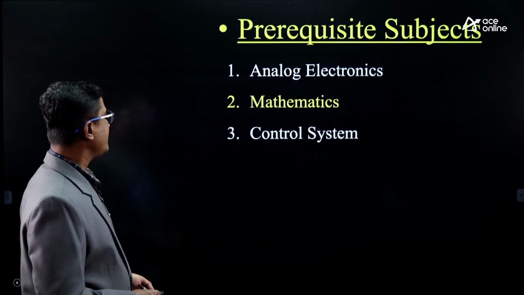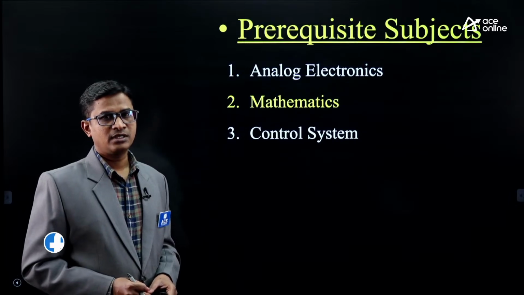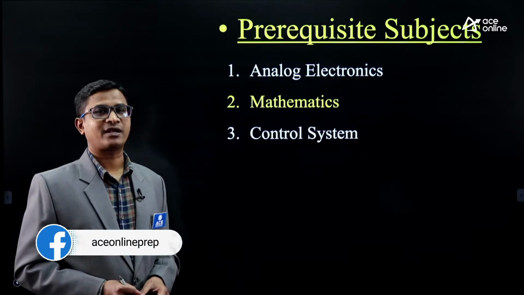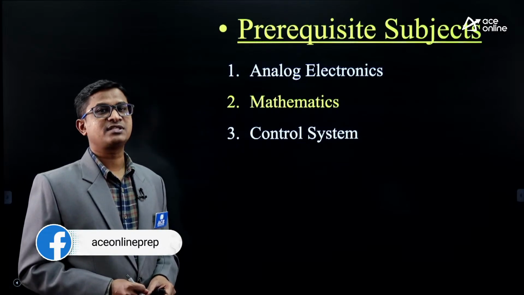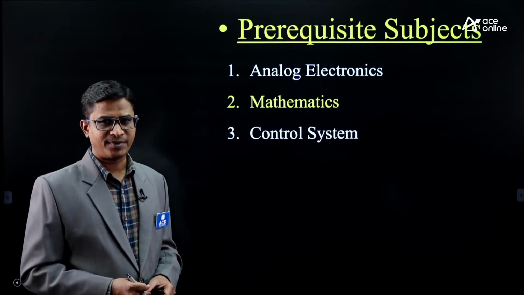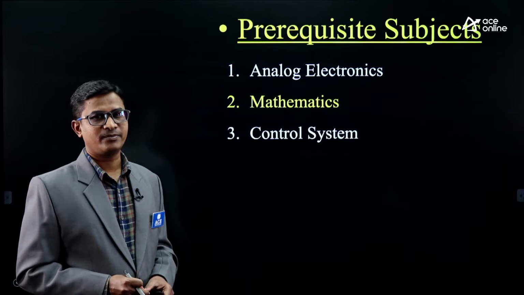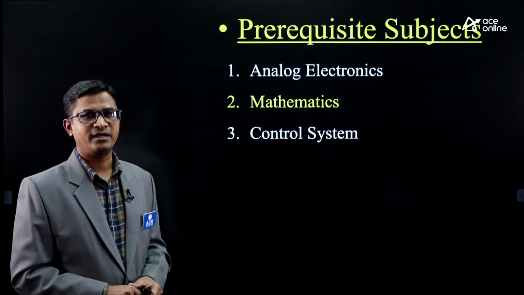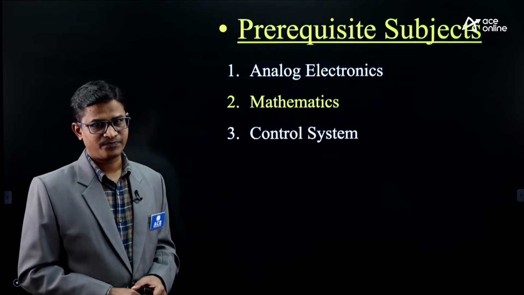Next, third is control system. From control system, you should have knowledge of the damping factor or damping ratio, that is zeta. If the system is underdamped, overdamped or critically damped, then what is the nature of the response, that is the current in a circuit if a DC excitation is applied, etc. These concepts we require in inverters.